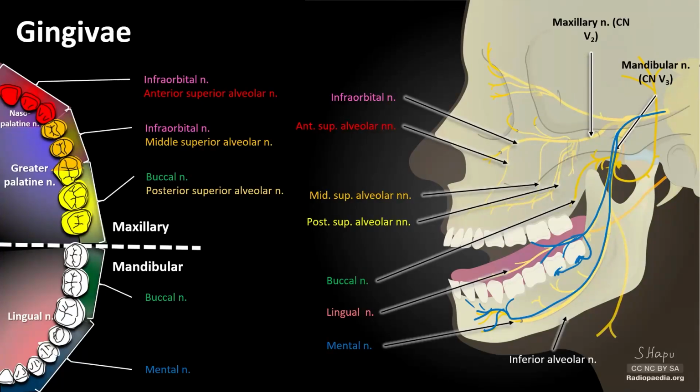All right, so that's pretty easy. In the oral cavity proper, so the lingual side of the teeth, everything in there, the anterior two-thirds of the tongue, the oral mucosa on the floor of the mouth, that is all innervated by the lingual nerve.